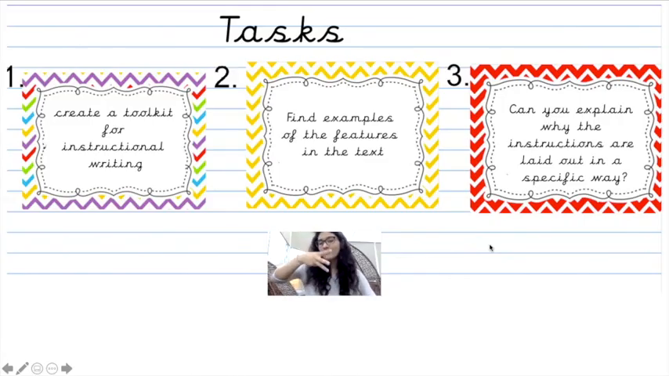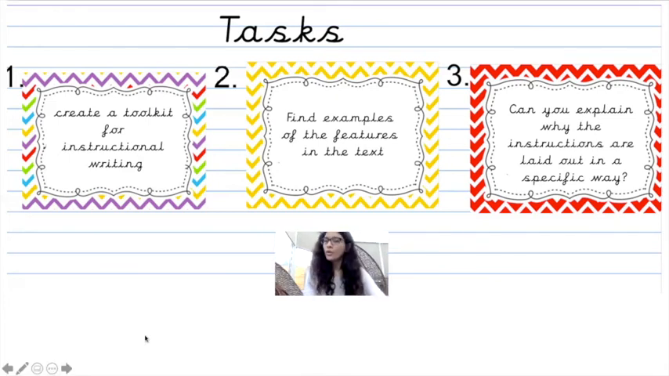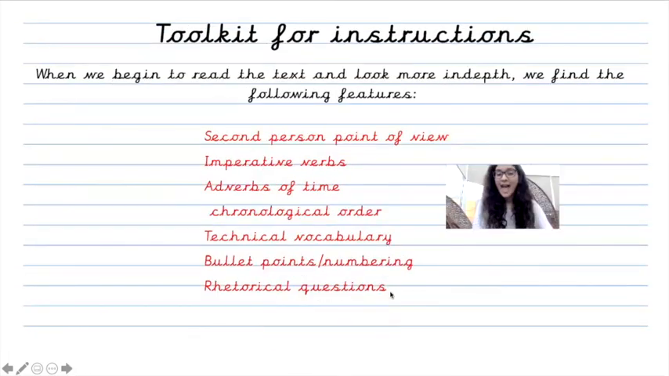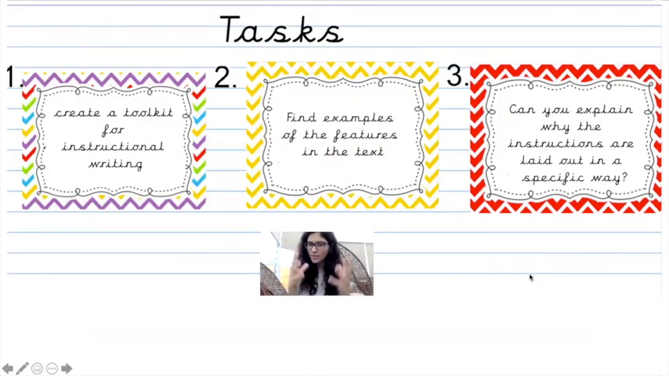Here are your 3 tasks for the lesson today. Number 1, you're going to create a toolkit for instructional writing. So what you're going to do is look at the 2 toolkits that we've looked at in this lesson. The first one is here, and the other toolkit that we looked at is here. So you're going to combine them, join them together to create a toolkit for instructional writing. I'm looking to see if you can present it really, really neatly.